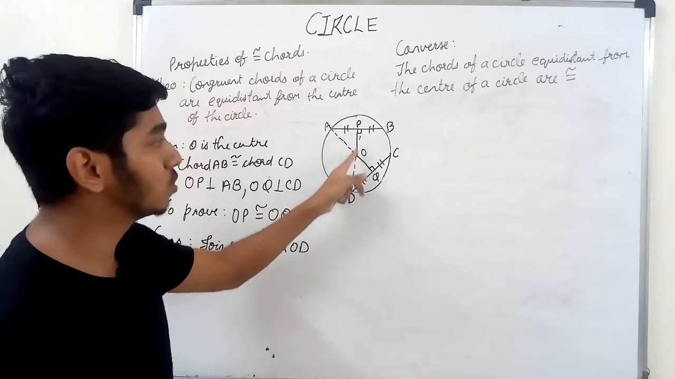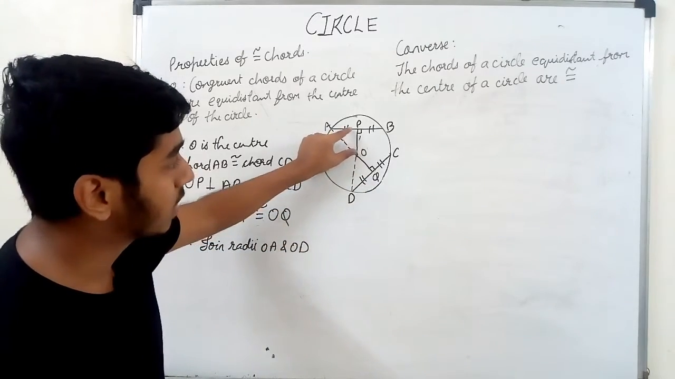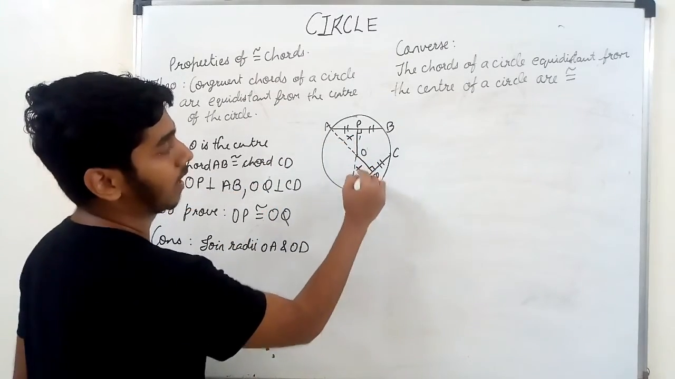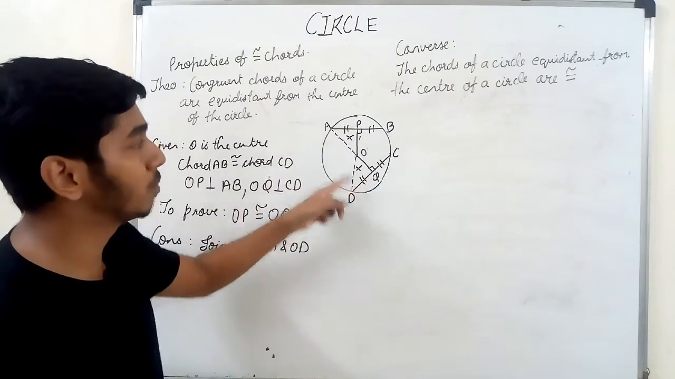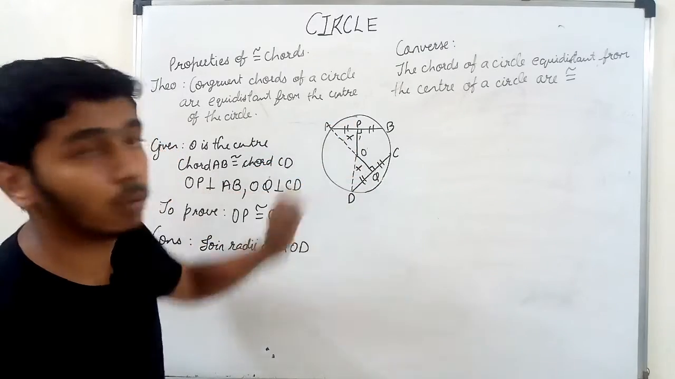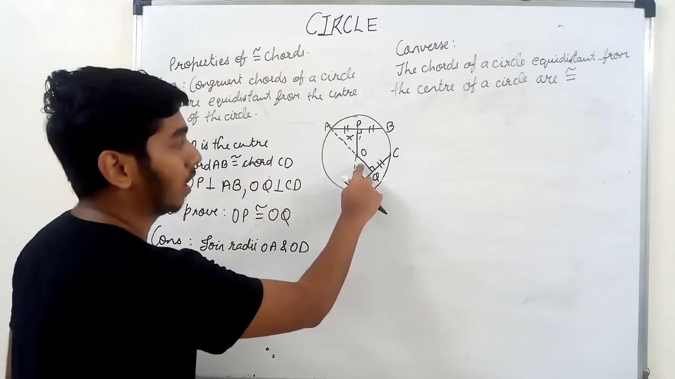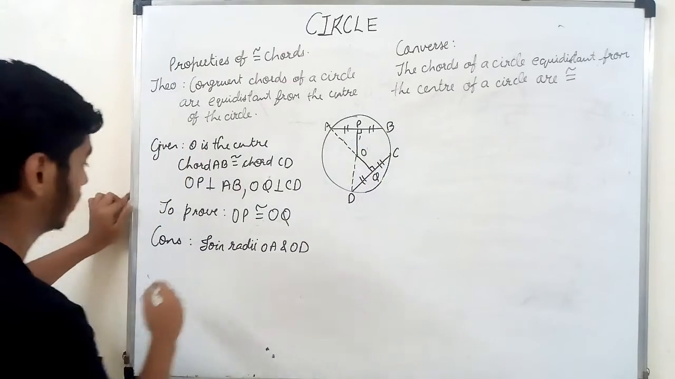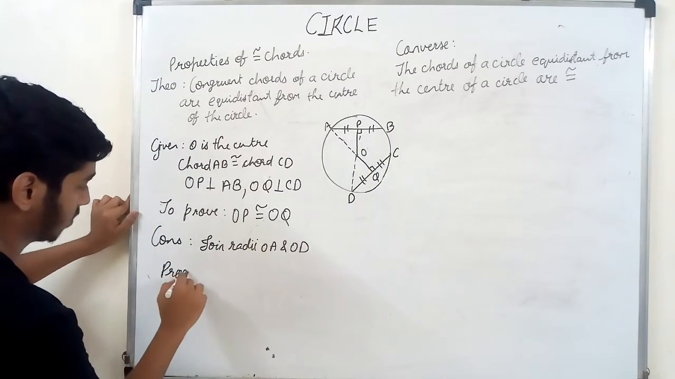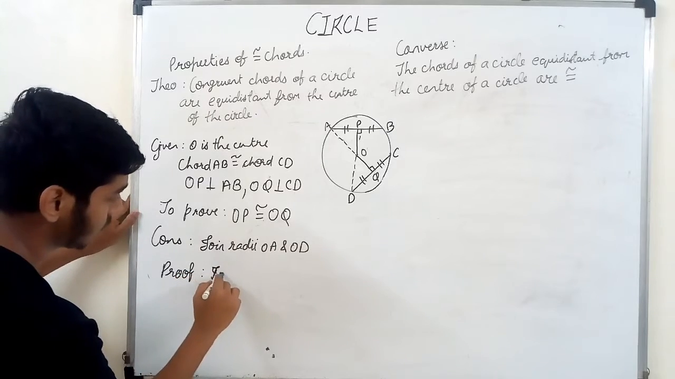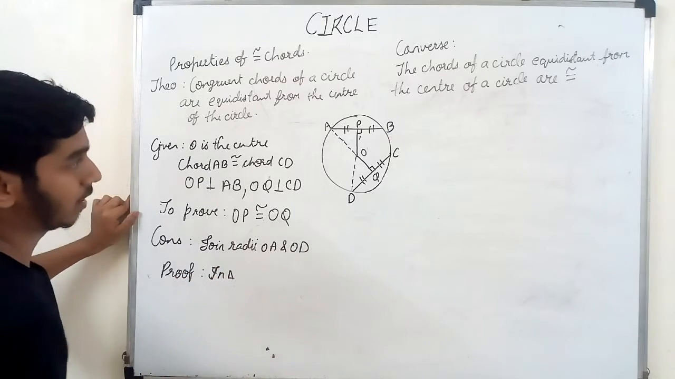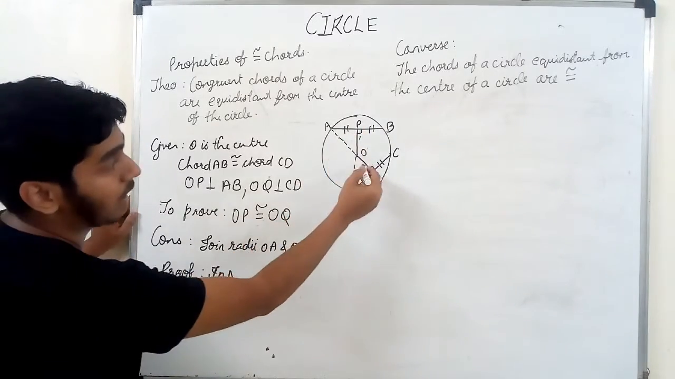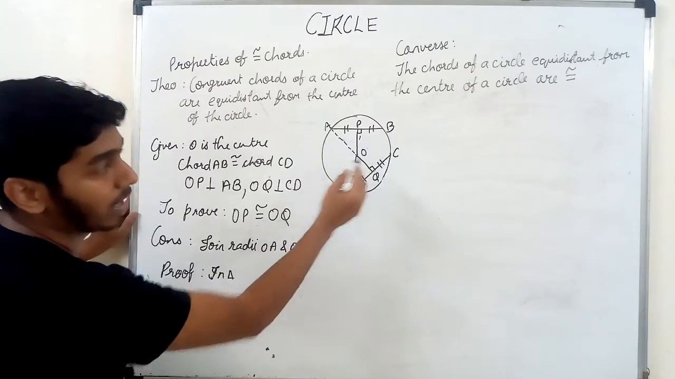Now before proving these two to be congruent, can we prove that this triangle and this triangle are congruent? If we are able to prove this triangle and this triangle to be congruent, we will easily be able to say that OP is congruent to OQ. Yes or no? So let's approach. Let us start with the proof with this approach itself. This triangle is a right angle triangle and this is also a right angle triangle.